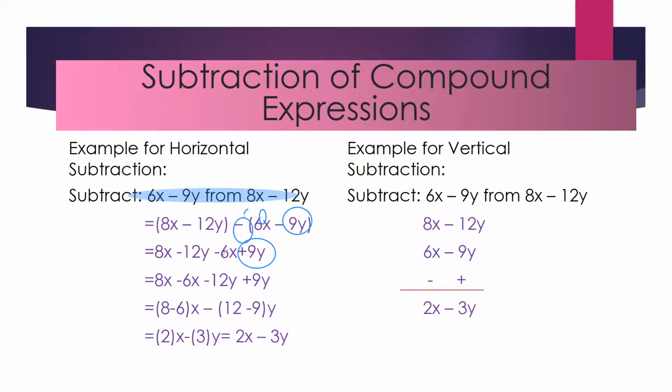So this step is clear, everybody. Here we get minus 6 and plus 9y. How do we get minus 6 and plus 9y? By multiplying with the negative sign.